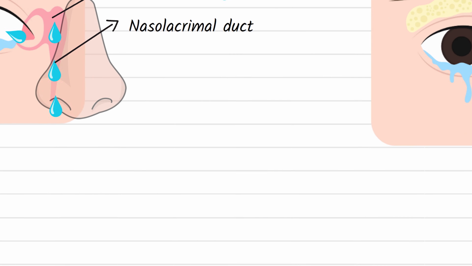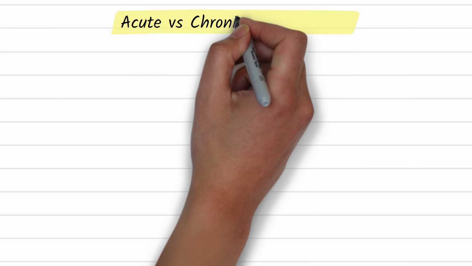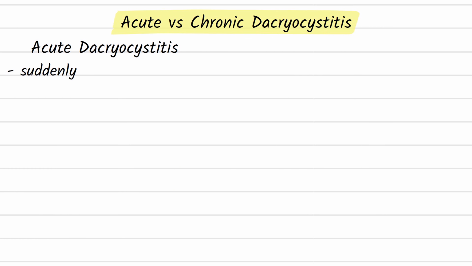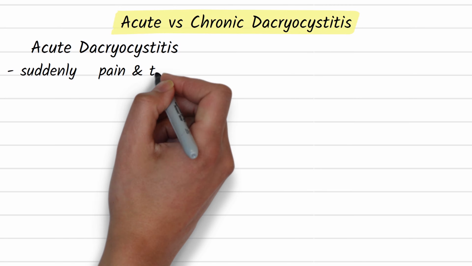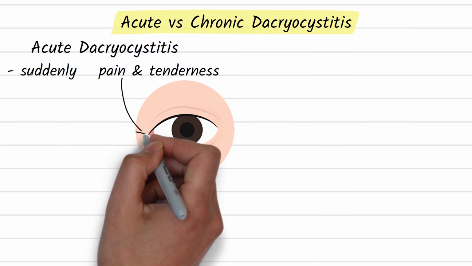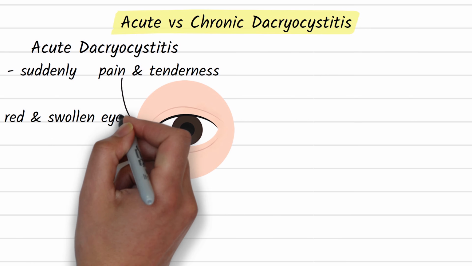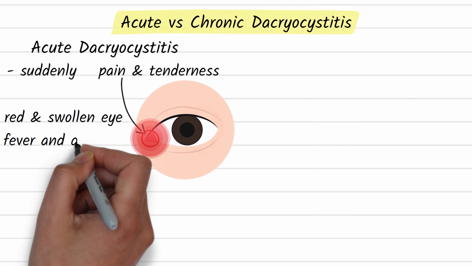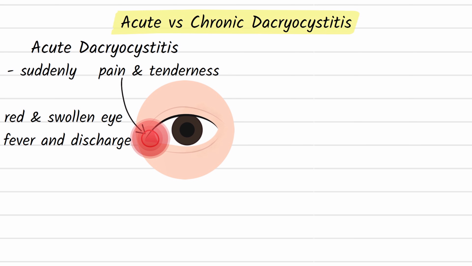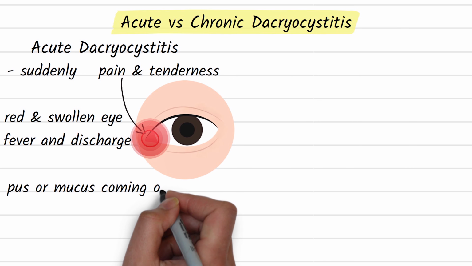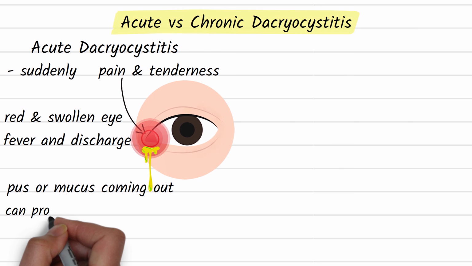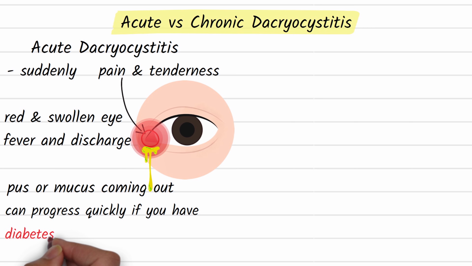There are two types of dacryocystitis, acute and chronic. Acute dacryocystitis comes on suddenly, like a surprise attack. You might wake up one morning and suddenly feel pain and tenderness right at the inner corner of your eye, near your nose. Your eye becomes red and swollen, sometimes so much that you can barely open it. You might get a fever, and there will definitely be discharge coming from your eye. If you press gently on that area, you might even see pus or mucus coming out. This is the body's way of saying something is seriously wrong. Acute dacryocystitis can progress quickly, especially if you have diabetes or a weak immune system.